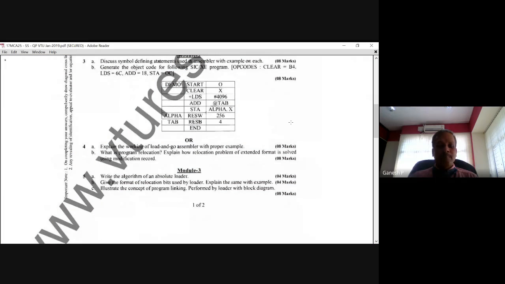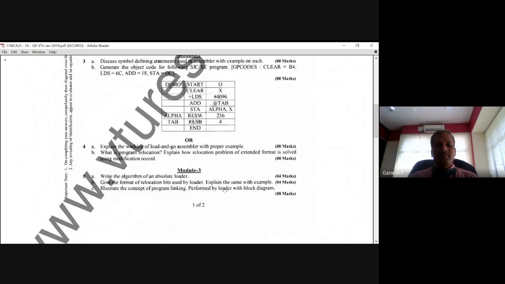Coming to the third module: algorithm for an absolute loader. It was asked in the last exam. So the absolute loader is being asked multiple times. Give the format of relocation bits used by the loader. We know the relocation bits, FFC, FFE, and those we have used, and how this format is going to be used is what is asked here. And explain the same relocation bits with some example. So you have to write the object code H, T, E, and all, and explain how this is visualized with a small example.